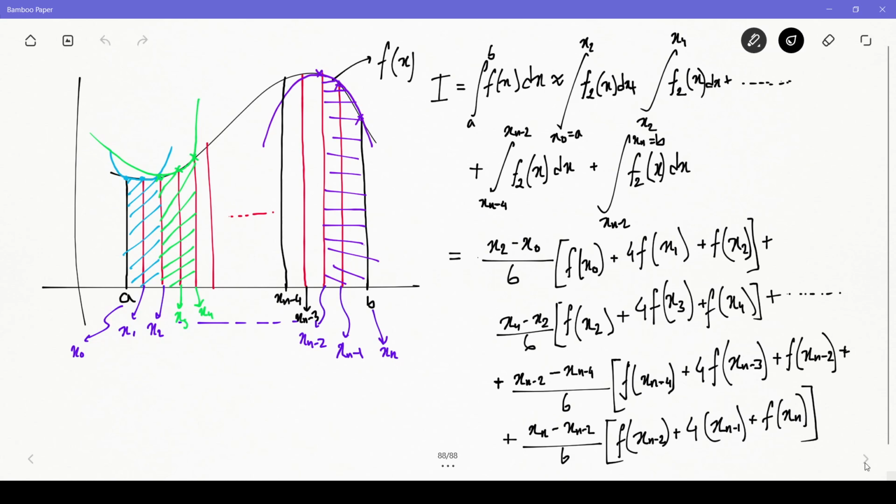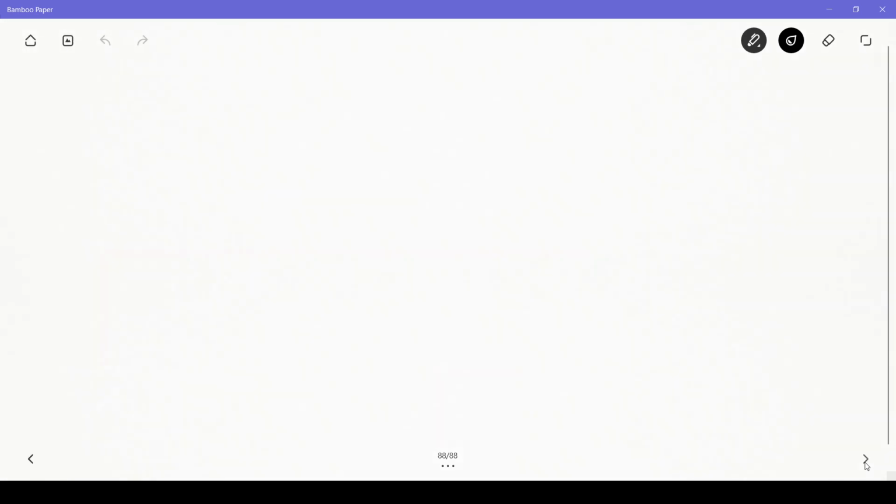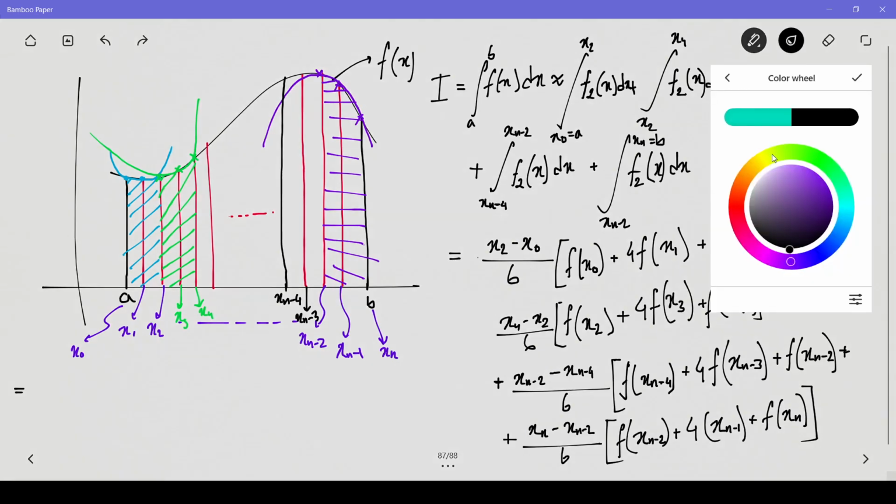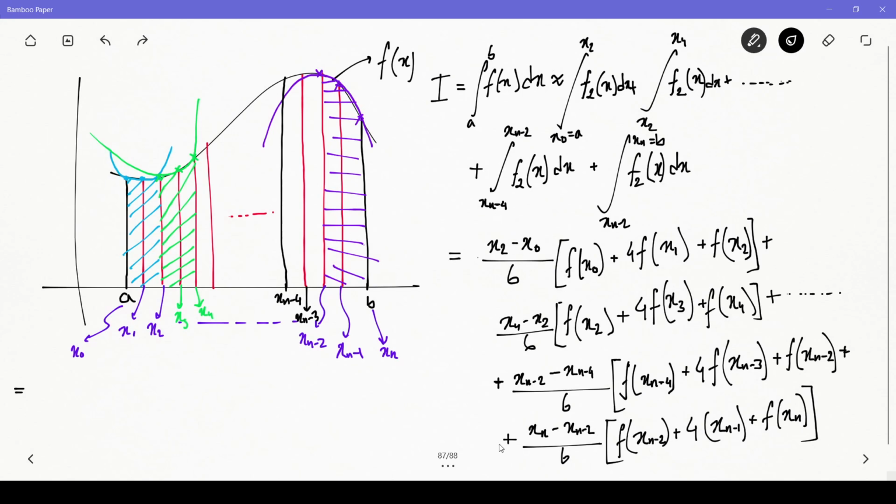So, instead of going to the next page, let's try to utilize this space over here, so it will be easier to follow for you guys. So from here we are coming to here, obviously. Now let's see what we can do with this line over here. We know that the distance between the lower limit of each pair of segments and the upper limit of those pair of segments is 2h, right?